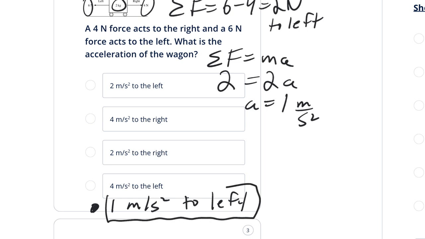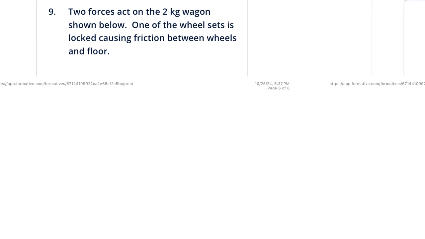Meters per second squared to the left. I'll correct that on the quiz. So when you take it, it'll show up. Okay? And why is it to the left? Because the net force is to the left. Whatever direction the net force is, that's the same direction as the acceleration the net force causes.